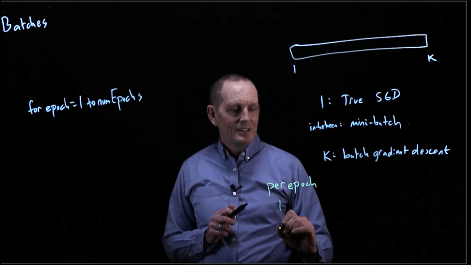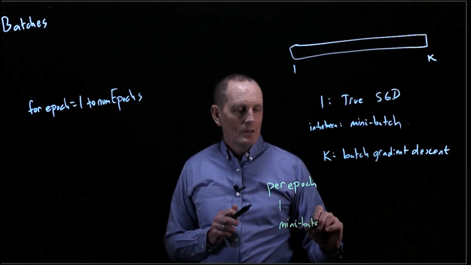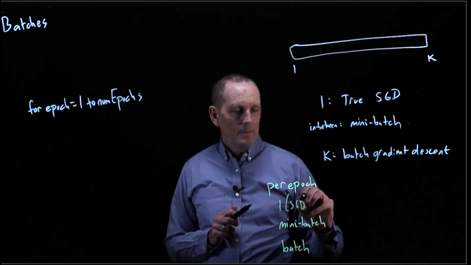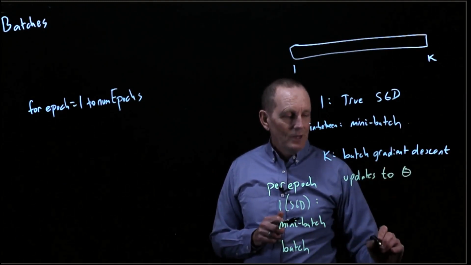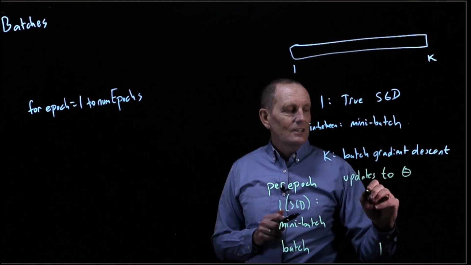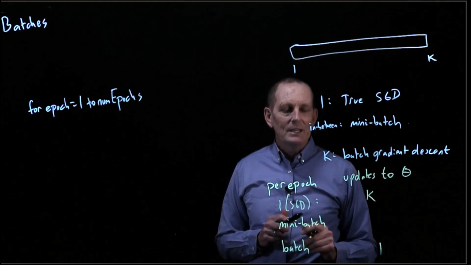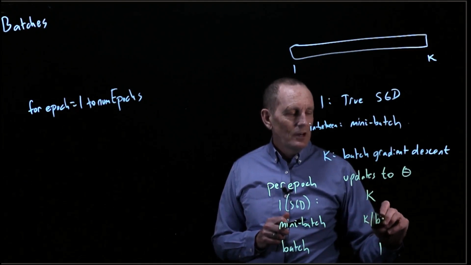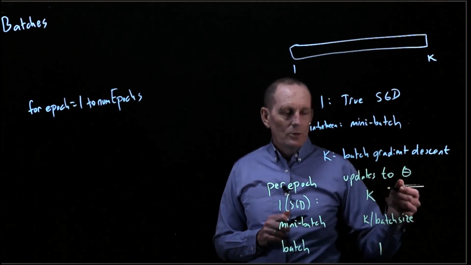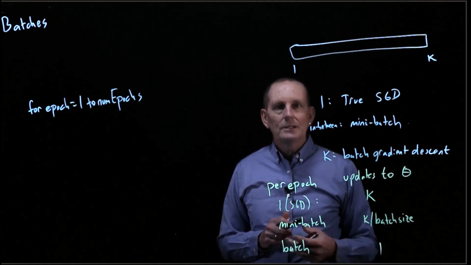Okay? So in this case, per epoch, if we've got 1 mini batch and batch, how many updates to theta? In batch, we have 1 update. In SGD, we have k updates. And in mini batch, we have k divided by the batch size. So the most updates here, the fewer updates here.